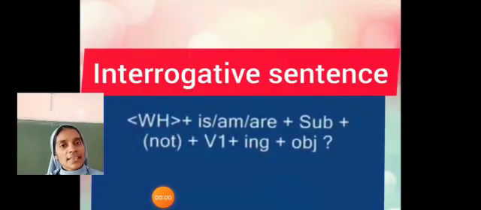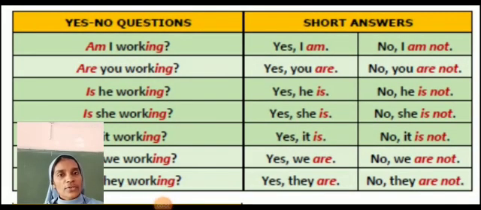We can see interrogative sentence in present continuous tense. How to ask a question? First we keep the WH question word, then is, am or are, then subject, then ing form of the verb, then object. Next is yes or no question. That means we are getting the answer yes or no.